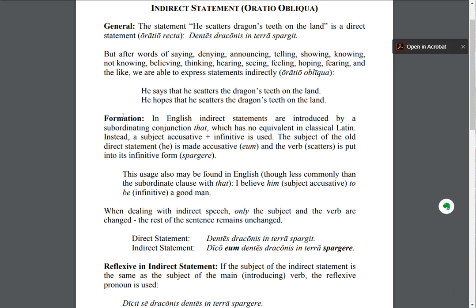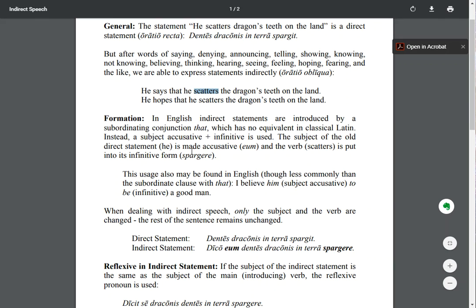Now, for review, and we've seen these before, but here we go. Formation. In English, indirect statements are introduced by subordinating conjunctions like "that," which has no equivalent in classical Latin. Notice that we have, he says that he scatters the teeth, but Latin doesn't use that here. Instead, it uses a subject accusative, which here is going to be "he," and also an infinitive. So an accusative and an infinitive. Accusativus cum infinitivo. The subject of the old direct statement, he, is made accusative, eum, and the verb scatters is put into its infinitive form, spargere, instead of spargit. So you're going to be using infinitives.